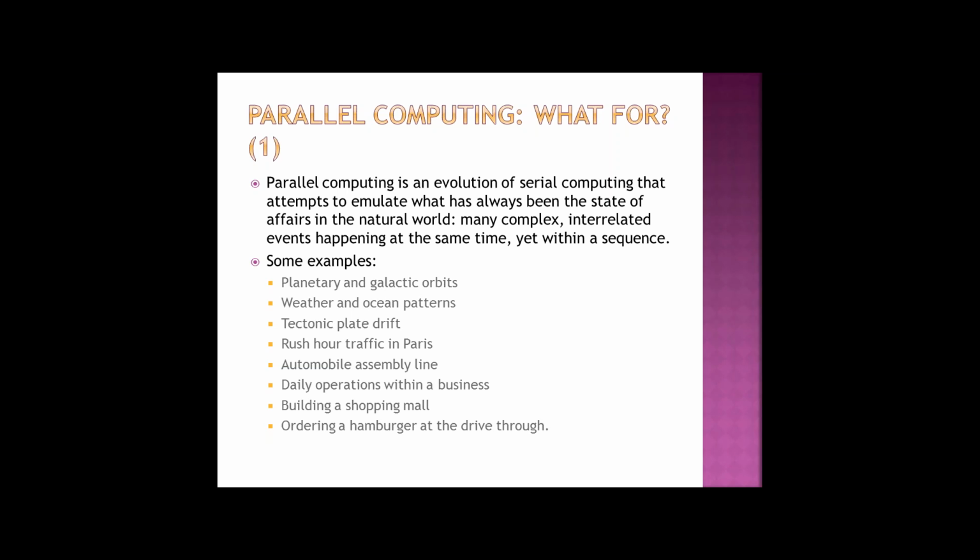Then what are the examples of parallel computing? Examples include planetary and galactic orbits, weather and ocean patterns, tectonic plate drift, rush hour traffic in Paris, automobile assembly line, daily operation within a business, building a shopping mall, ordering a hamburger at the drive-thru. So these are the various examples in which parallel computing takes place.